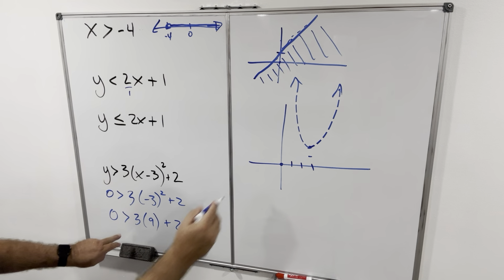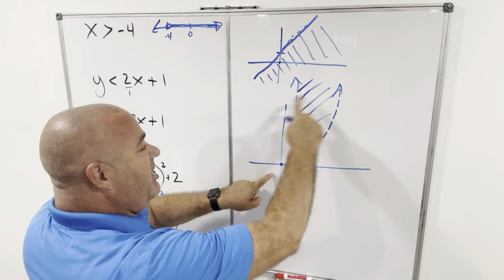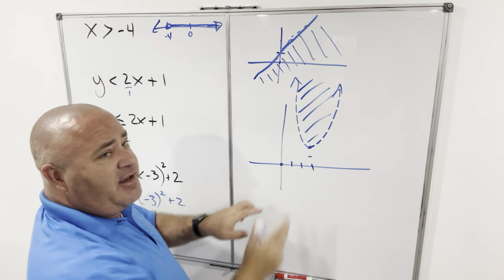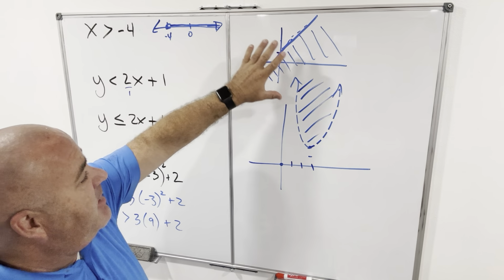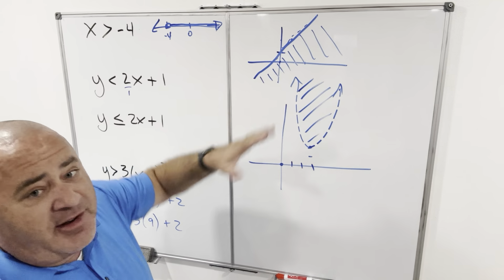So once you pick the point, if the point works, you're going to shade everything on that side of the graph, whether inside or outside. If it doesn't work, then in this case, we're going to shade everything that's within the parabola. If it works for one point on a side of the graph, it's going to work for all the points on that side of the graph.